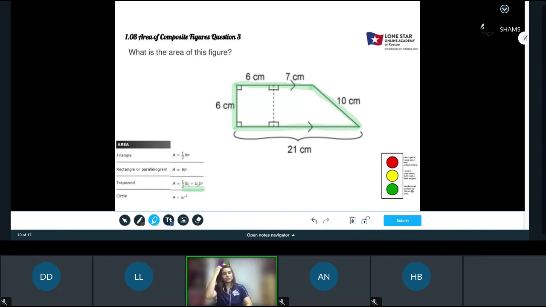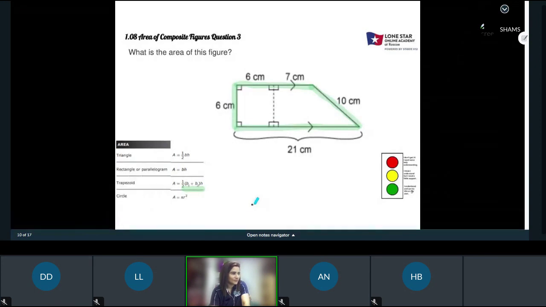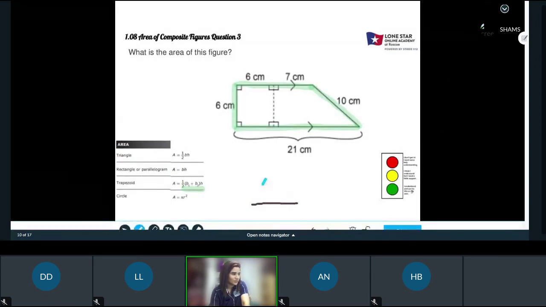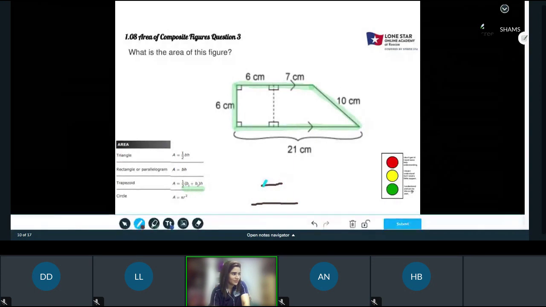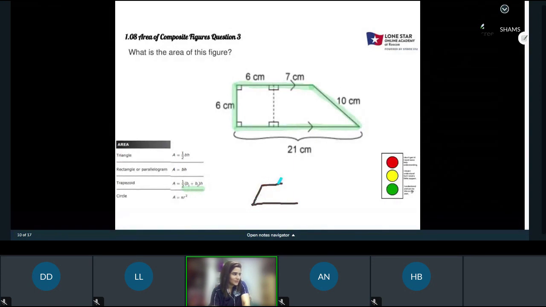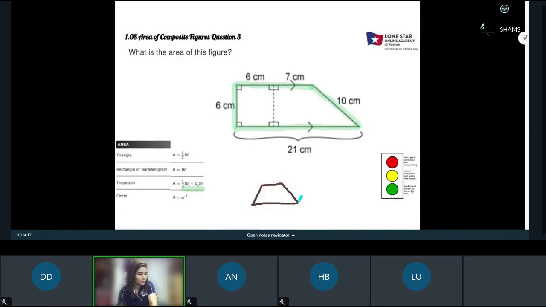Landon, there are a variety of trapezoids. Some trapezoids you will see look like this. It will be an isosceles trapezoid. As long as it has a set of parallel sides, it will be a trapezoid. So this is a trapezoid: two parallel sides and other sides that could look like this.